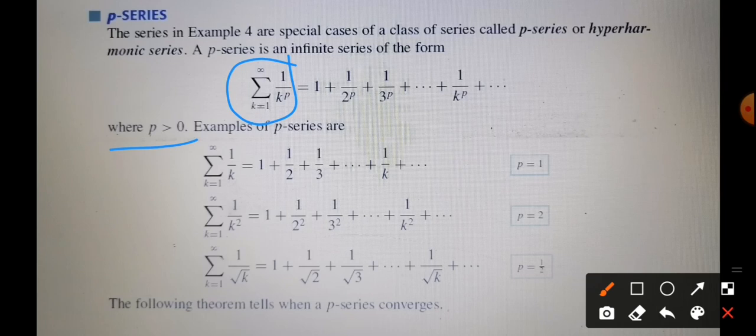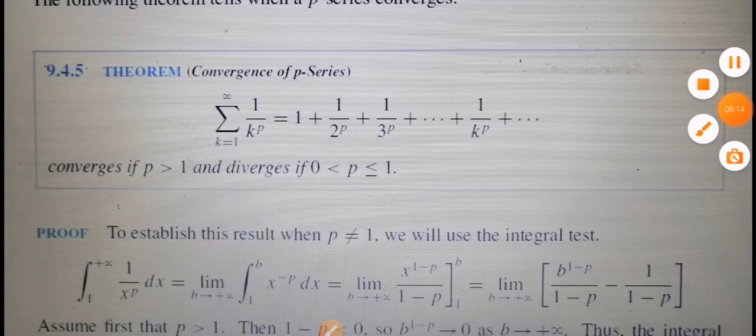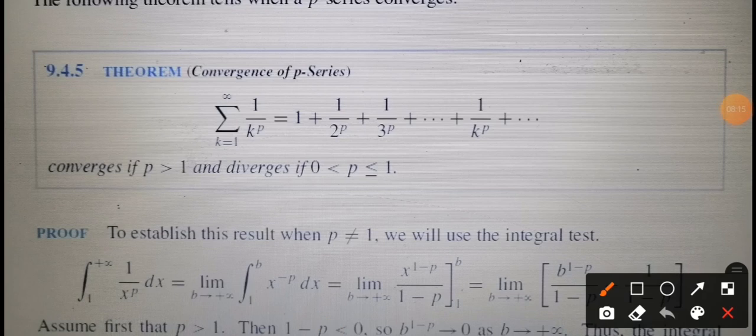So for p equal to 1, we have the harmonic series. For p equal to 2, we have 1 over k square. For p equal to 1 by 2, we have this series. So p can have any positive real value. Here we have the theorem for convergence of the P series. The series will converge if p is greater than 1, and it will diverge if p is less than or equal to 1.